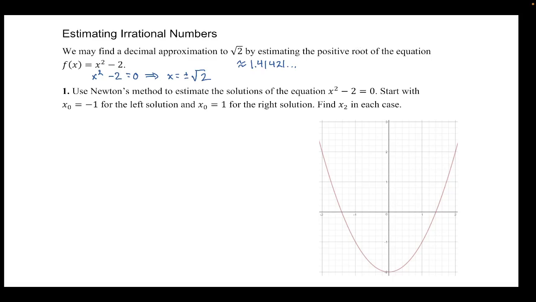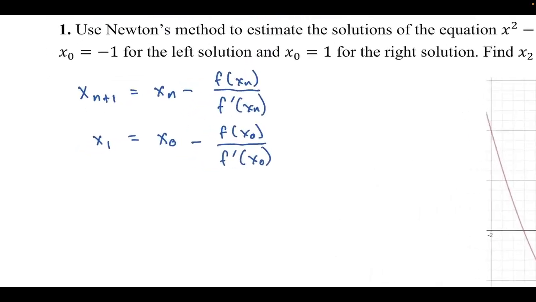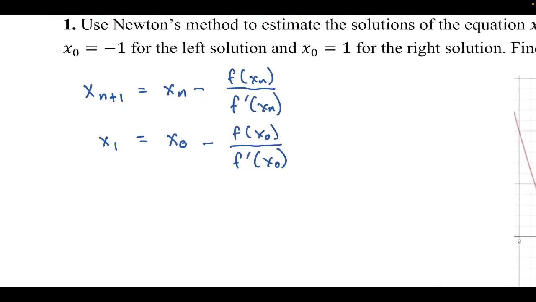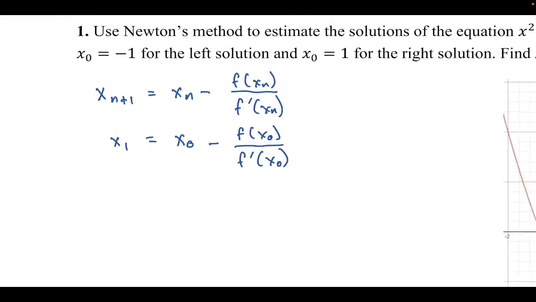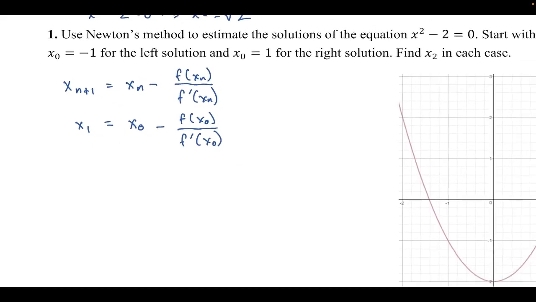So just to have it for reference, the formula is xn plus 1 is equal to xn minus f of xn divided by f prime of xn. So x1 is going to be equal to x sub 0 minus f of x sub 0 divided by f prime of x sub 0. So that, of course, is just applying the formula specifically to the zeroth, or the first approximation.